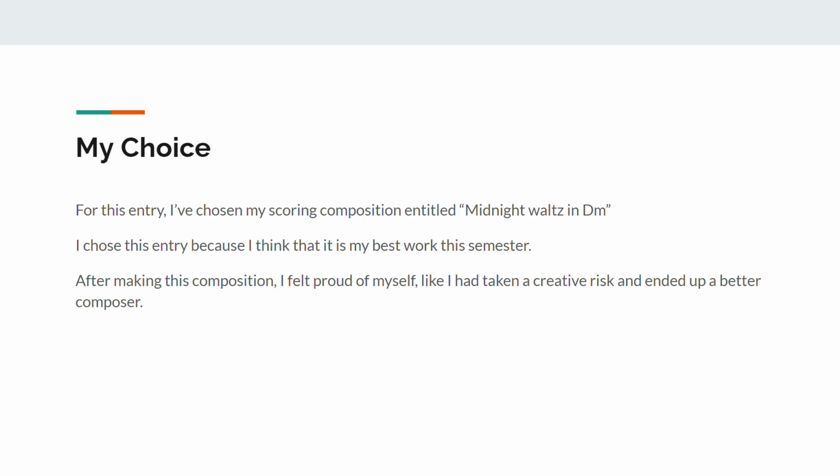So for entry number 9, I had to find a composition that I was the most proud of. And the composition that I was the most proud of was my scoring composition. For this entry, I've chosen my scoring composition entitled Midnight Waltz in D minor. I chose this entry because I think that it's my best work this semester.